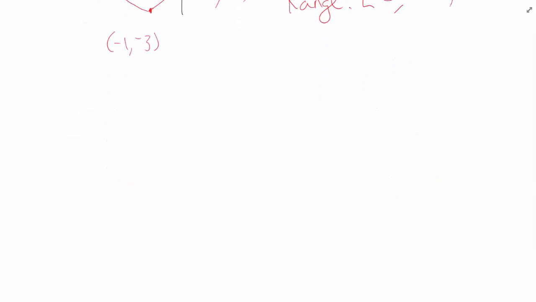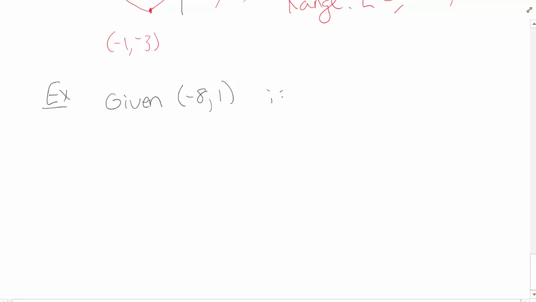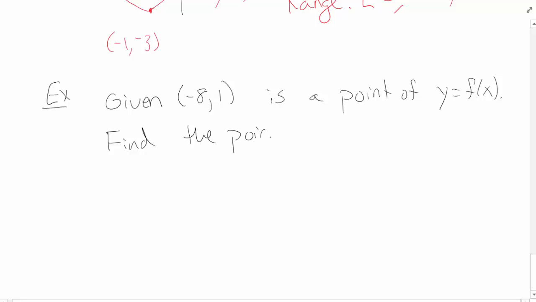And another type of thought that you could do with these shifts and translations, let's say you were given a point originally on a graph. So let's say, for example, that you know negative 8, 1 is a point on the graph of, let's say y is equal to f of x. And we want to find the point that will be on, how about y is equal to f of 10x minus 7. Well, I'm starting with negative 8, 1. That's on y equals f of x.